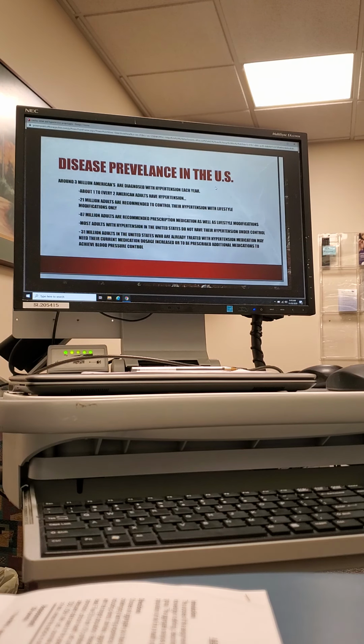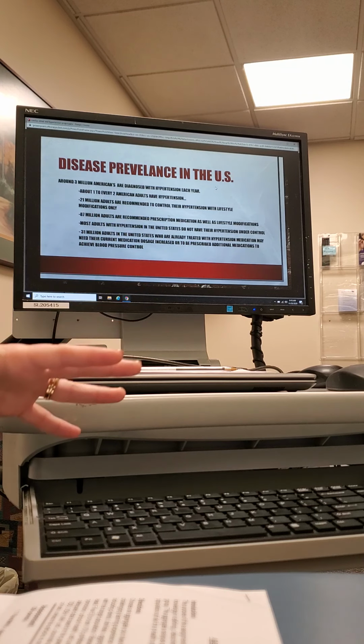Most adults with hypertension in the United States do not have their hypertension under control. And that is a scary thing, because going back to the whole cardiovascular disease, stroke, and heart attacks are the leading causes of death in the United States, and hypertension can lead to all of those.